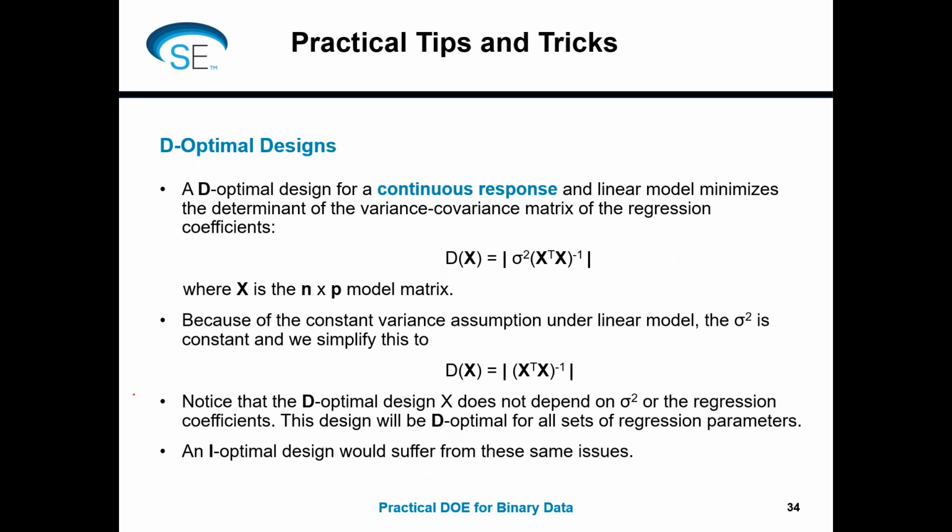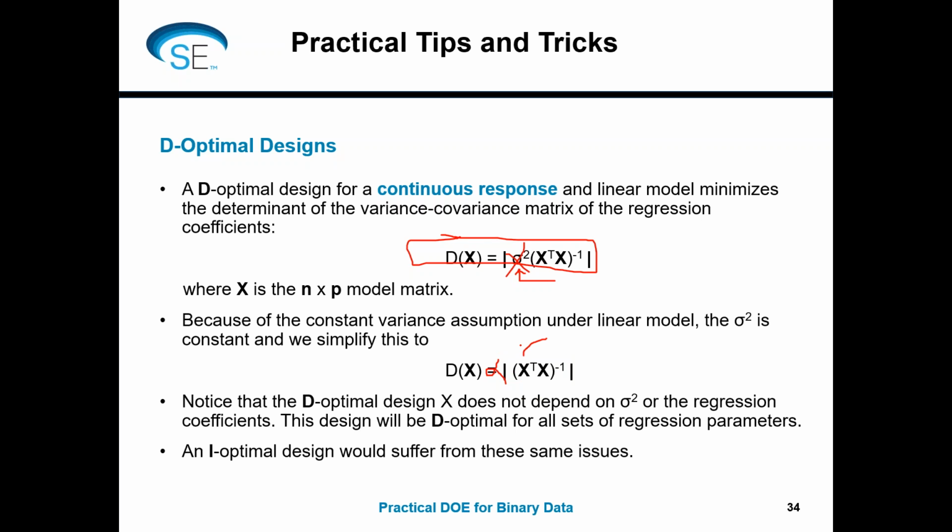Okay, so I'm going to pick on the optimal designs first. For a continuous response and linear model, a D-optimal design minimizes this determinant here of the variance-covariance matrix. Now this depends on sigma squared, the process noise, but we typically assume that this is constant everywhere. So basically this D-optimality score is proportional to the determinant of (X transpose X) inverse.